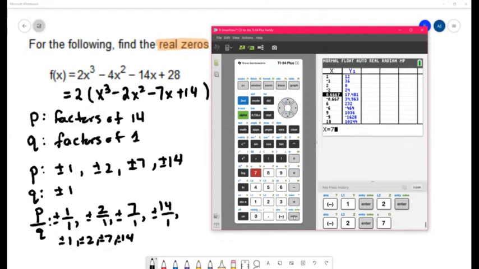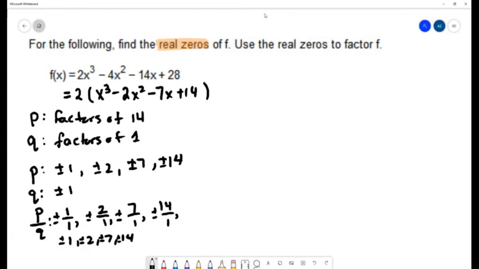Let's go ahead and do the rest. 7 and negative 7, 14 and negative 14, and that's the only one. So I've identified 2 as a 0 of our polynomial function. So now that I've identified 2, I'm going to reduce our polynomial by 2. So I'm going to use these coefficients, 1, -2, -7, and 14.